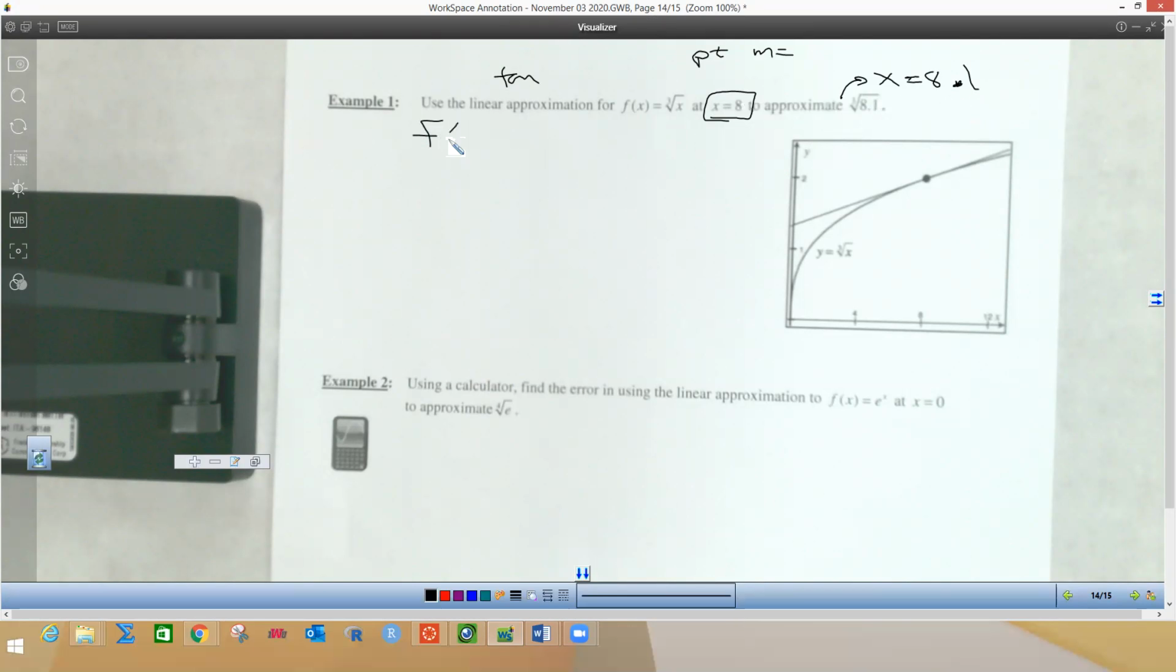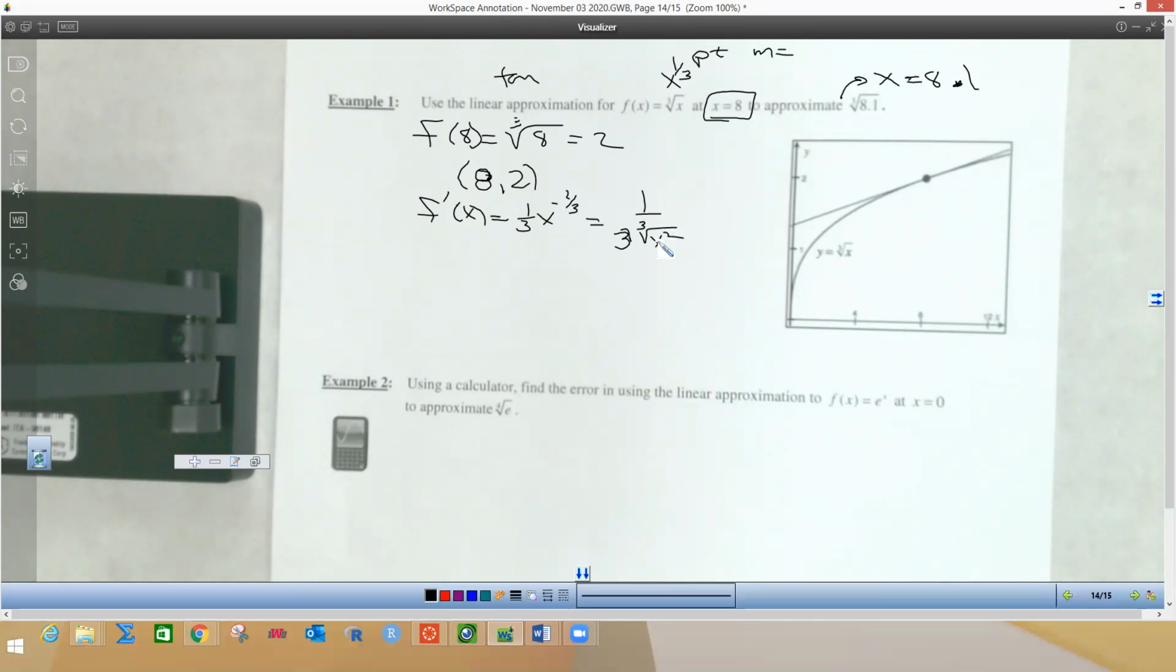So we need a point. So I'm going to do f of 8. When I do f of 8, that's going to be the cube root of 8, which is 2. So my point is (8, 2). Now I want to find my slope. I need the derivative of f of x. So we need to think of this as being x to the 1/3 power. So this is going to be 1/3 x to the negative 2/3 power, which is going to be 1 over 3 times the cube root of x squared.